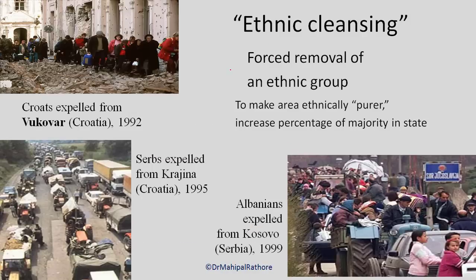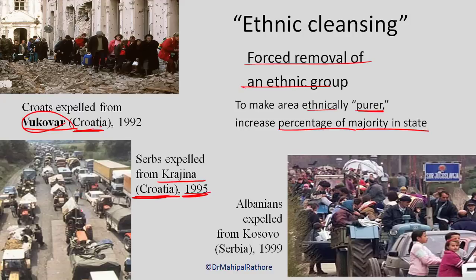Again, ethnic cleansing. In this slide I have shown you some photographs. It is the forced removal of an ethnic group to make an area ethnically purer, to increase the percentage of the majority in a state. As I explained in that example, if the entire city becomes a Bosniak city in future, no Croat or no Serb can say that we were living there. Alright. So the ethnic cleansing was done by both the sides in this war, not just one side. You don't need to remember these examples, just have a look at the pictures.